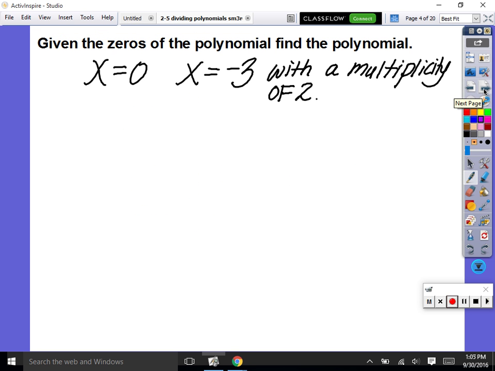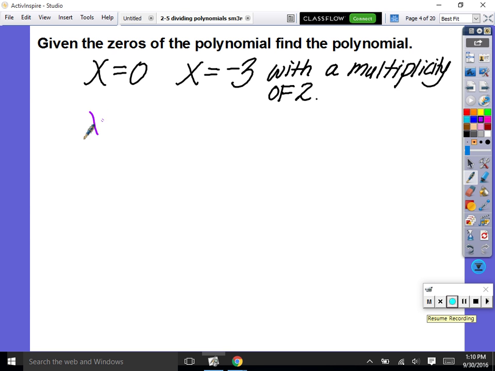I do, however, want you to do this one on your whiteboard. So it says, given these zeros, so given these solutions, what is the polynomial? So you're going to have to ask yourself, what does x equals negative 3 with a multiplicity of 2 mean? Ready, set, go. Write me out the polynomial. Okay, let's talk about it.